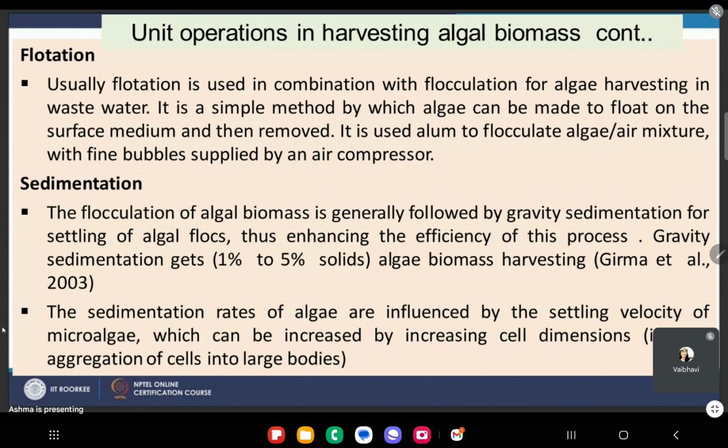Next, we have flotation. Usually flotation is used in combination with flocculation. In flocculation, we have formed the flocks. So we can float these flocks to the surface, and then we can extract these flocks and get the microalgae. So flotation is followed by flocculation, in which the flocks are made to float on the surface of the media, and then they are removed.